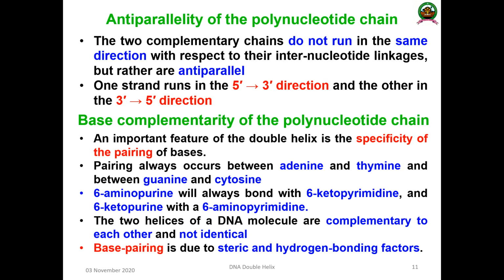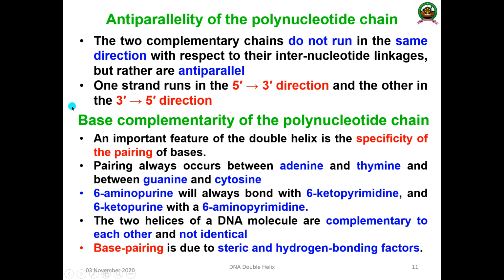So these are the important aspects of the double helical structure of DNA. Two important aspects: one is antiparallelity of the polynucleotide chain, and the next one is base complementarity of the polynucleotide chain. What is this? We have already discussed. The two chains are complementary to each other. They do not run in the same direction with respect to their internucleotide linkage, but are antiparallel, okay. So one strand runs in the 5' to 3' direction, and the other strand runs in the 3' to 5' direction. This is known as the antiparallelity of the polynucleotide chain.